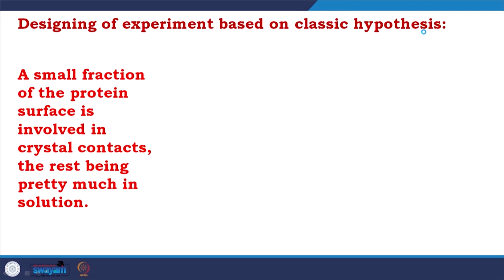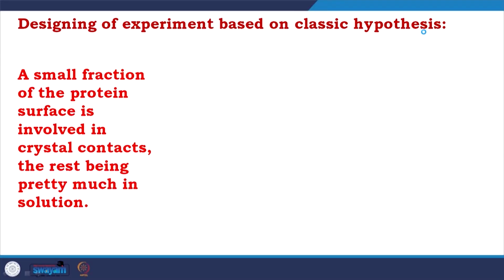Now, they not only limit themselves to showing the difference, they also designed experiments based on a classic hypothesis. And the classic hypothesis, if you go to the earlier class slides, I have already told about, but to refresh your memory, I have written it here. A small fraction of the protein surface is involved in crystal contacts, the rest being pretty much in solution, which means for crystallization it is the protein surface, and that also a small fraction of it, which is needed.